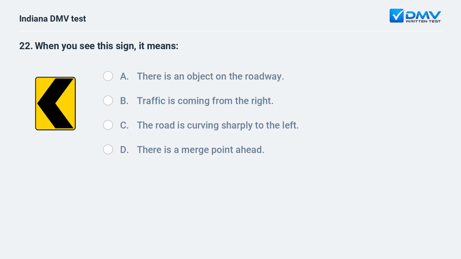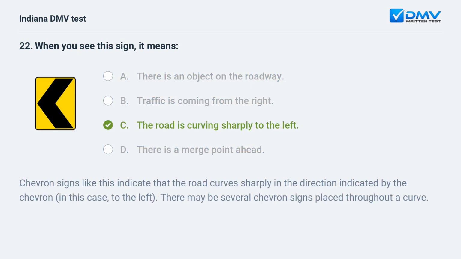When you see the sign, it means: A. There is an object on the roadway. B. Traffic is coming from the right. C. The road is curving sharply to the left. D. There is a merge point ahead. The answer is C. The road is curving sharply to the left.